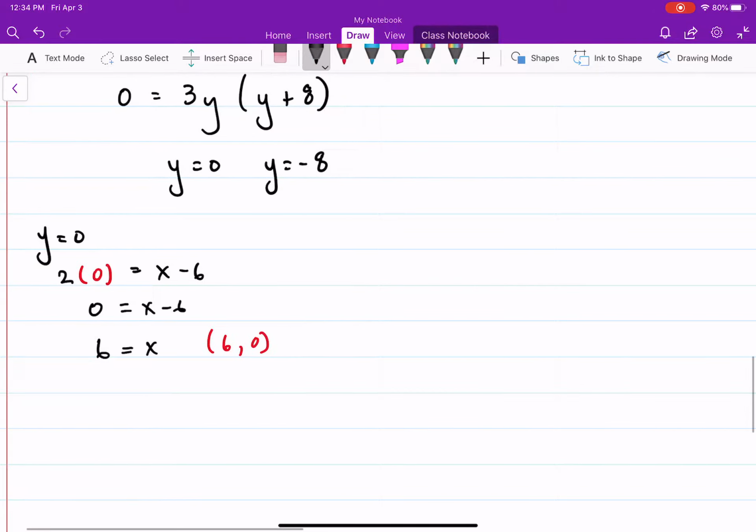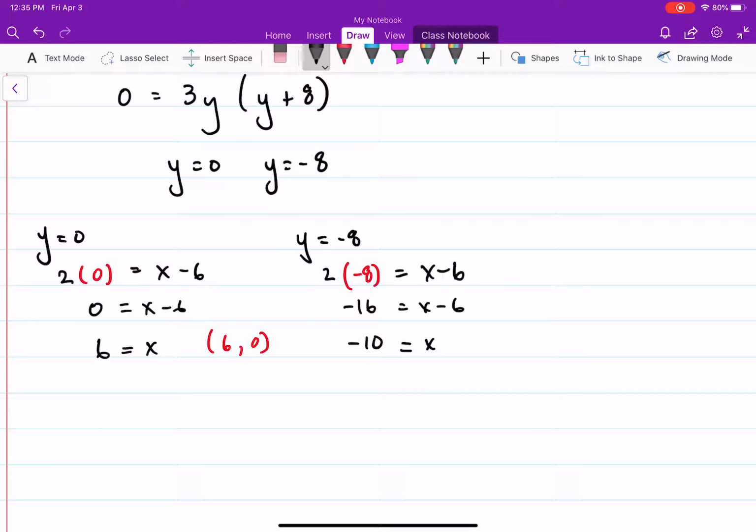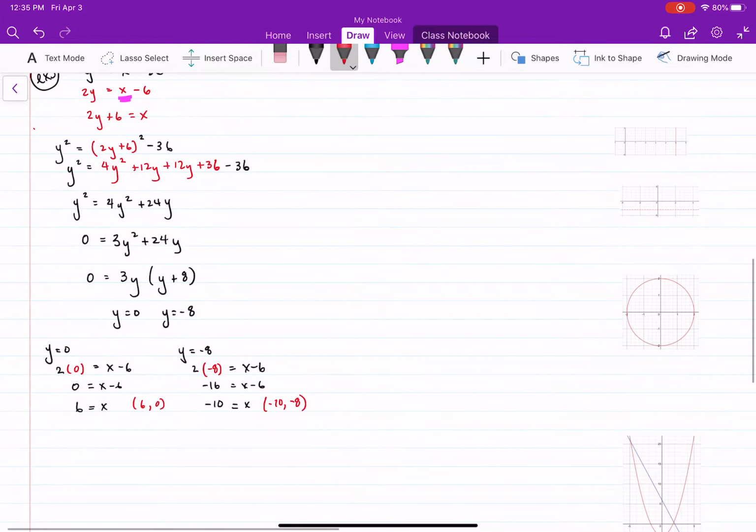And when y is equal to negative 8, then I have 2 times negative 8 is equal to x minus 6. So what I have on the left side is negative 16 is equal to x minus 6. So I have to add 6 over, so x is going to equal negative 10. So this point here is going to be negative 10 comma negative 8. There we go. All right, so those are my two equations.